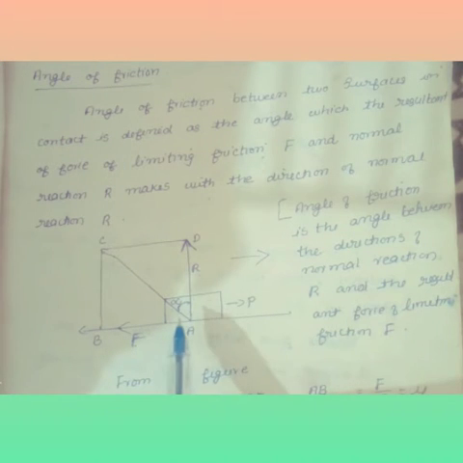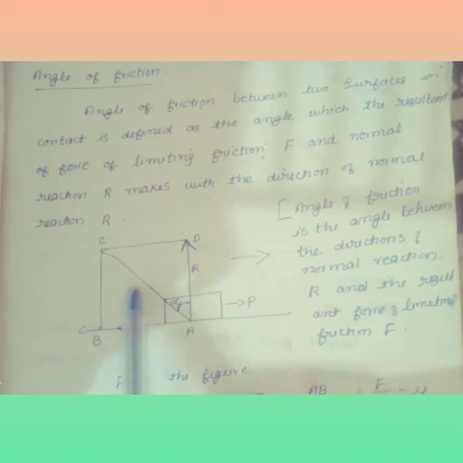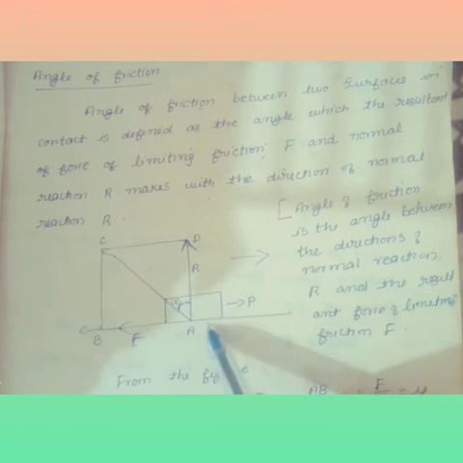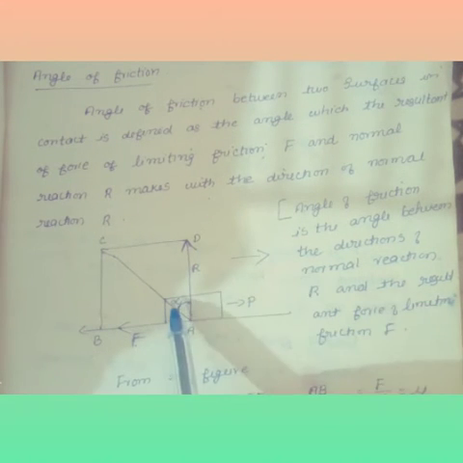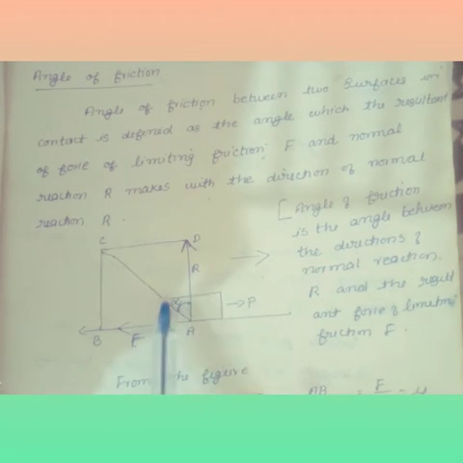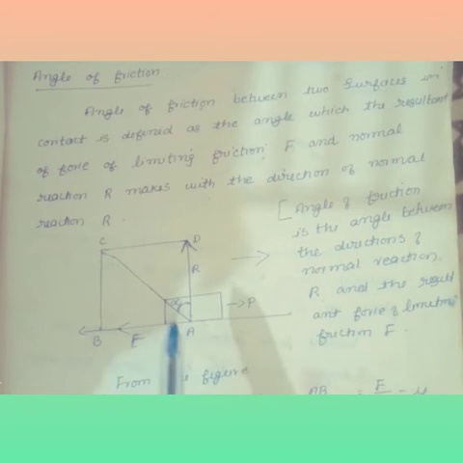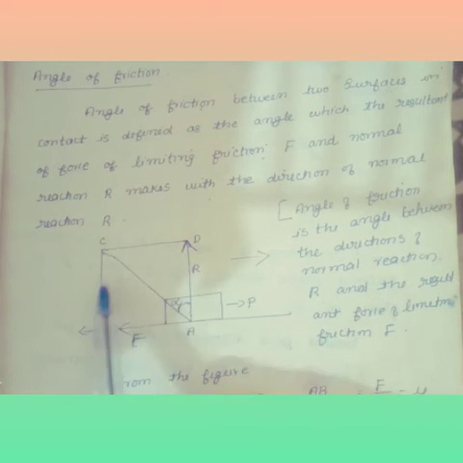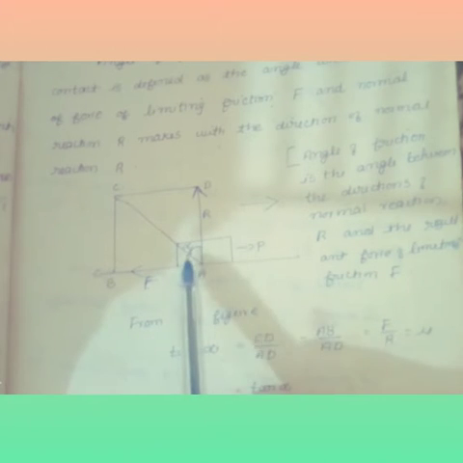What do you mean by angle of friction? The angle of friction between two surfaces in contact is defined as the angle which the resultant of the force of limiting friction F, that is AC, makes with the direction of normal reaction R. So the angle between the direction of normal reaction R and the resultant force of friction F, we call the angle of friction. This is denoted by the letter alpha.